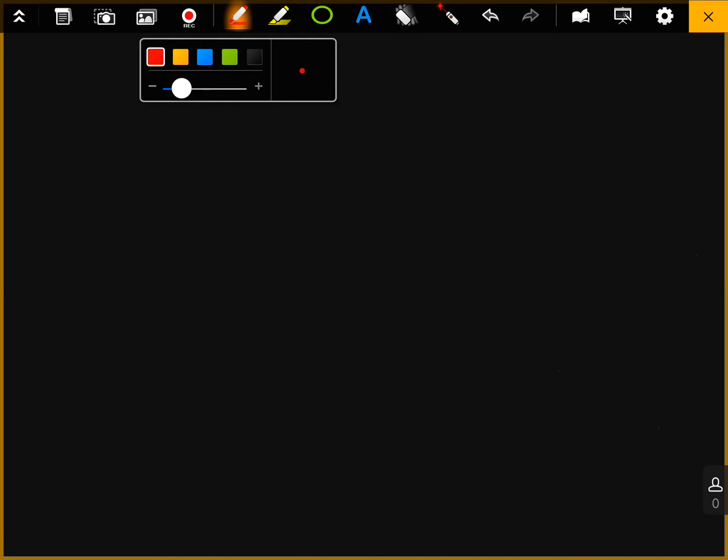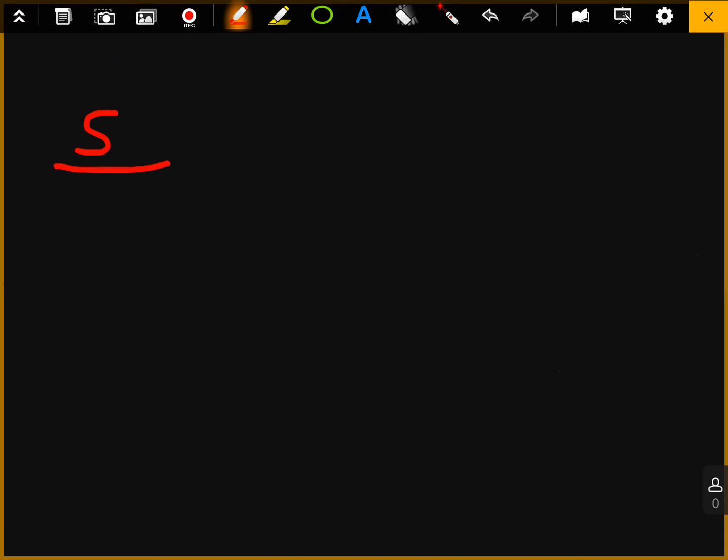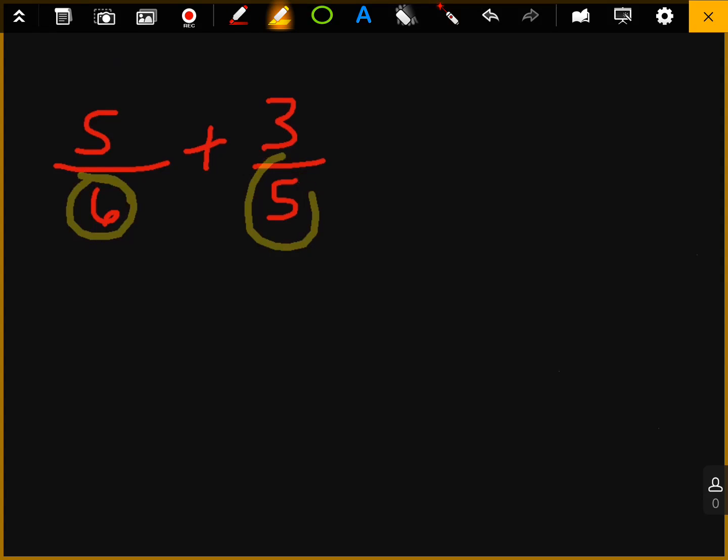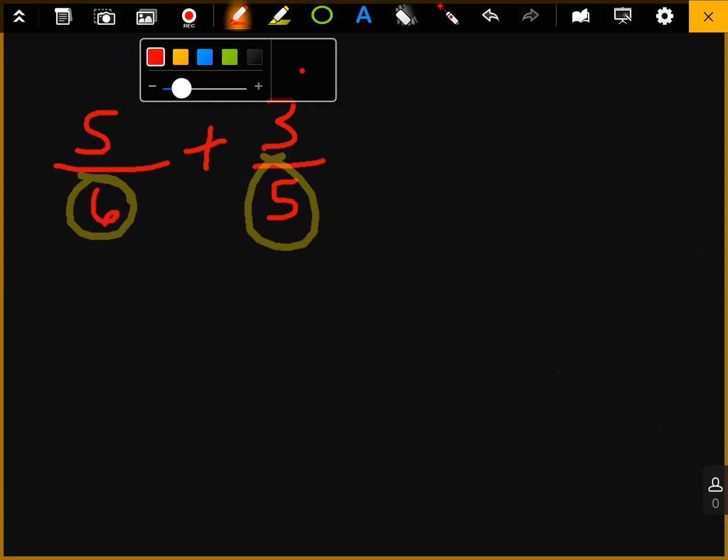Let's do number 5. Becky roller skated 5/6 of a mile on Tuesday and 3/5 of a mile on Wednesday. How much did she skate in all? So you need to add. Okay? So the first thing we got to do is find a common denominator. The only common denominator I know, or at least the least common denominator, is 30.